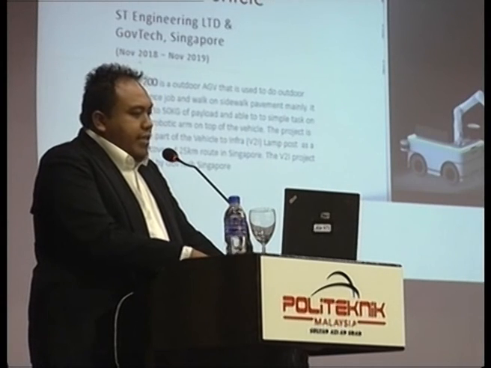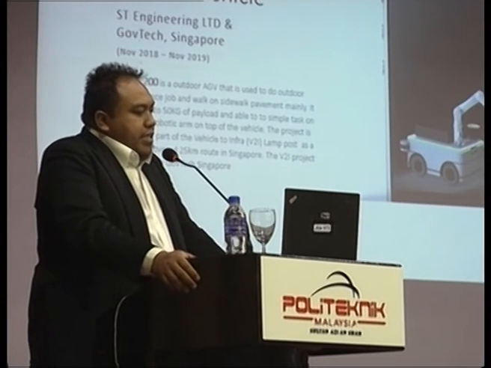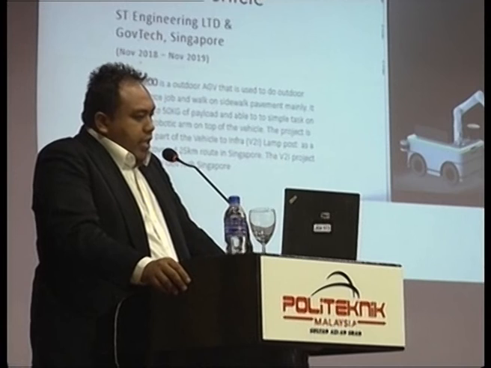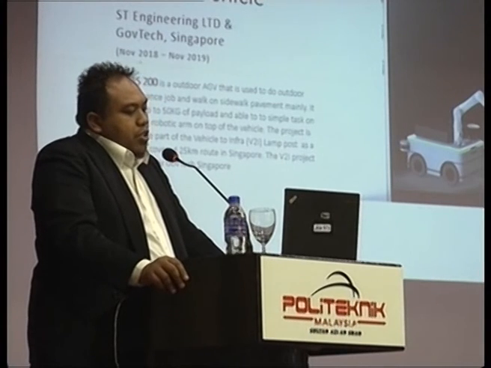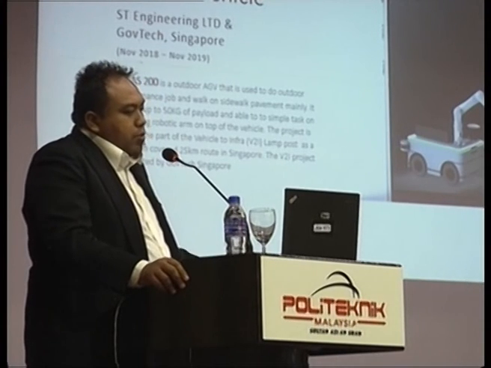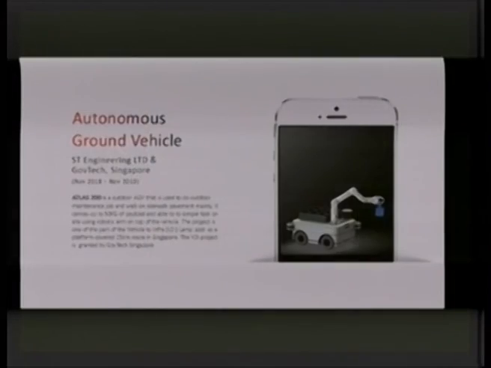Now, this is our latest autonomous vehicle that we work on with GovTech Singapore. So this is an outdoor robot, a maintenance robot. This autonomous industrial vehicle is used to replace the technician that goes to each lamppost to do some maintenance. So this is a maintenance robot.